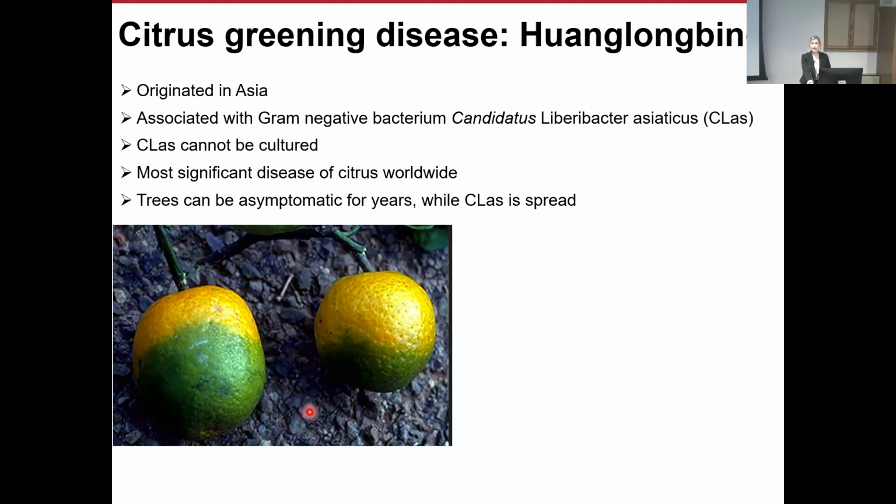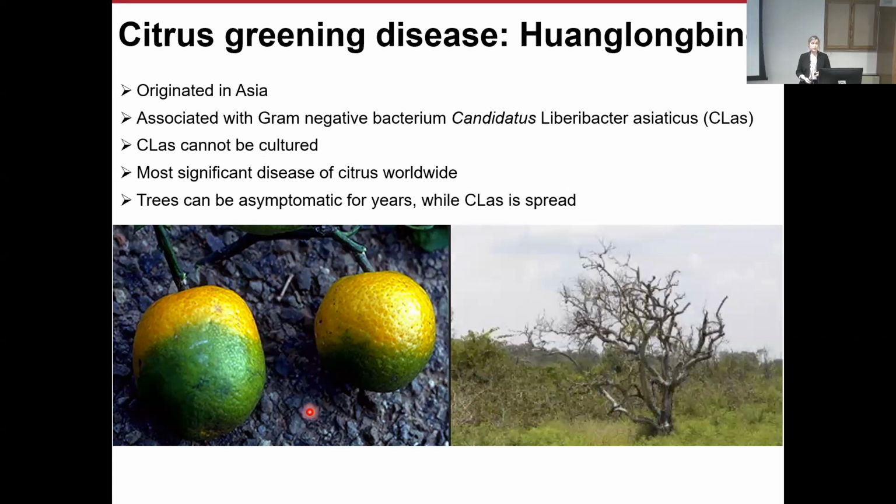So the fruit ripen unevenly and they taste salty and bitter. Ultimately, the fruit drop off the tree, and within about 5 years, this disease is completely fatal and untreatable, and the tree looks something like this. So if you were to drive through Florida, you would see groves that could only be described as citrus graveyards. So a control strategy for this disease is desperately needed.